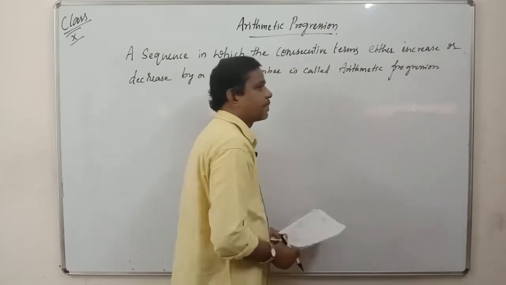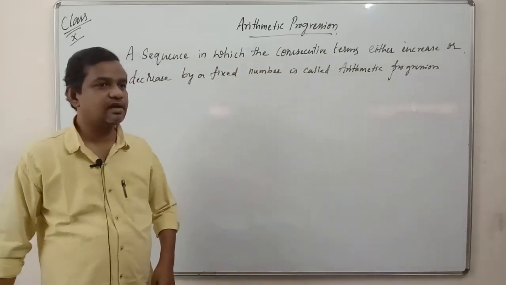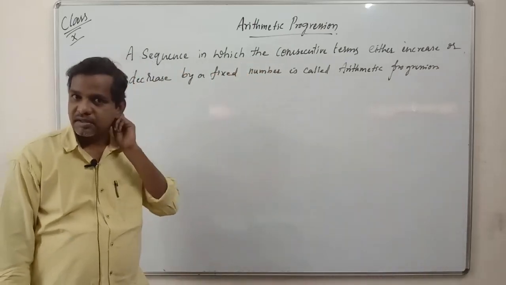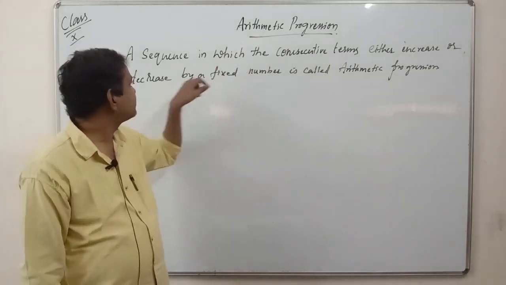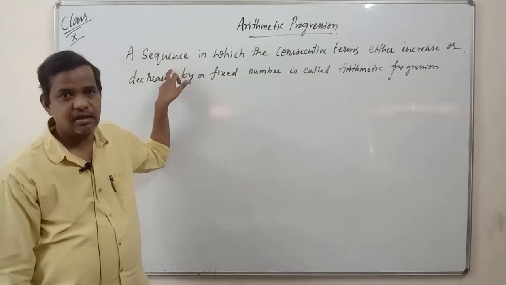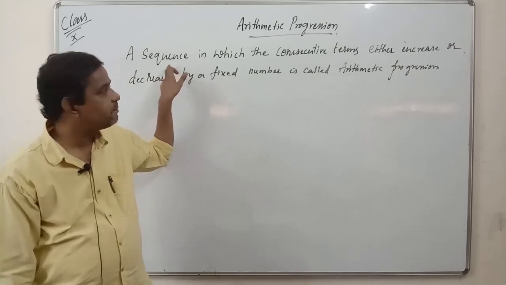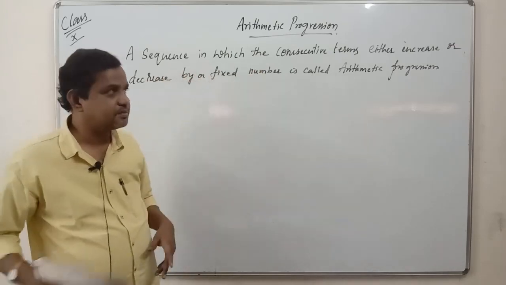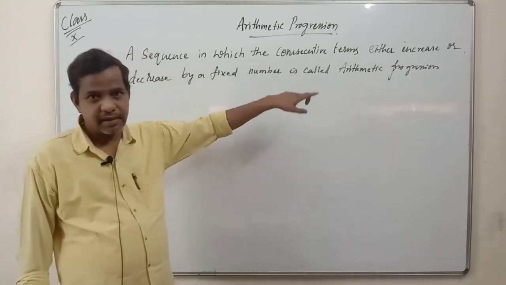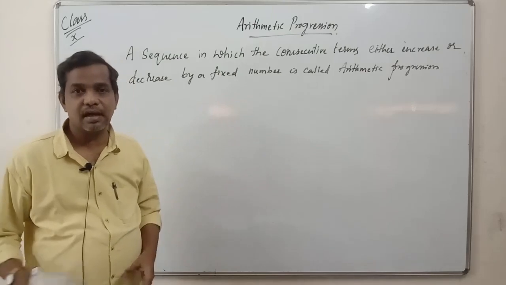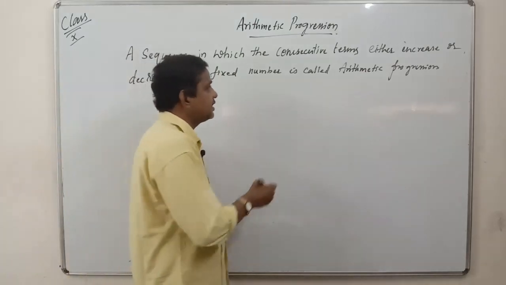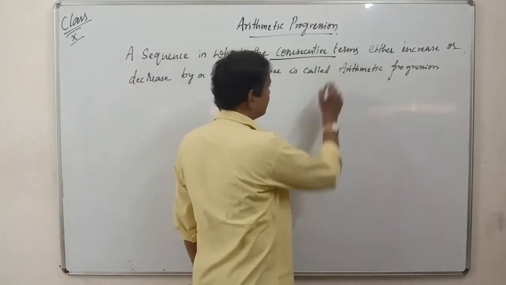See here, it is a simple definition. We are not going into the exact mathematical definition. In simple terms, if you want to know what you mean by arithmetic progression, it is a sequence, I told you already what you mean by sequence, in which the consecutive terms either increase or decrease by a fixed number is called arithmetic progression. First thing you have to give concentration to is the word consecutive.